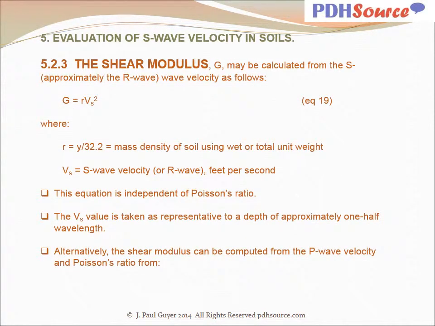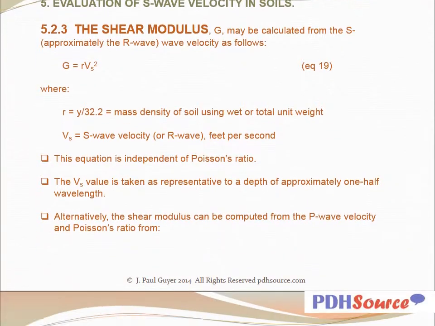The shear modulus G may be calculated from the S wave velocity, approximately the R wave velocity, using equation 19 on slide 34, where the properties of the components in the equation are as indicated on slide 34. This equation is independent of Poisson's ratio. The V sub S value is taken as representative to a depth of approximately 1/2 wavelength. Alternatively, the shear modulus can be computed from the P wave velocity and Poisson's ratio.